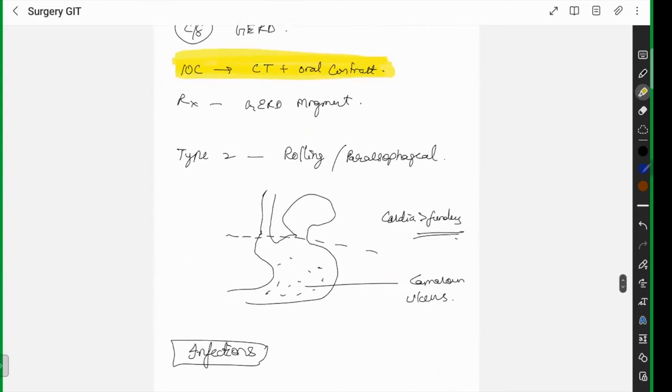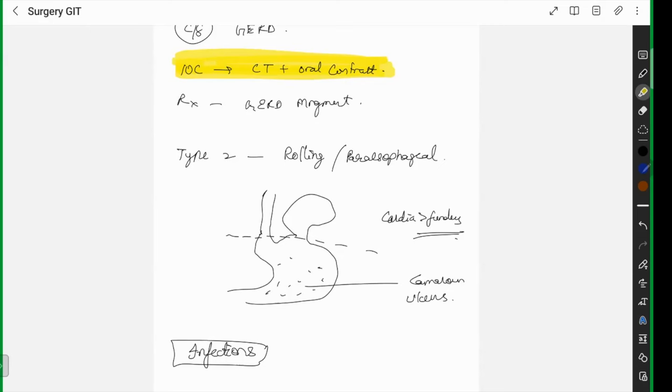And what is going to be your treatment of choice? GERD management. Whatever you do for your GERD. For example, you go for a PPI, then you go for a fundoplication. Correct? GERD treatment of choice: fundoplication. What are the different types of fundoplication? Can someone tell me in the chat box?